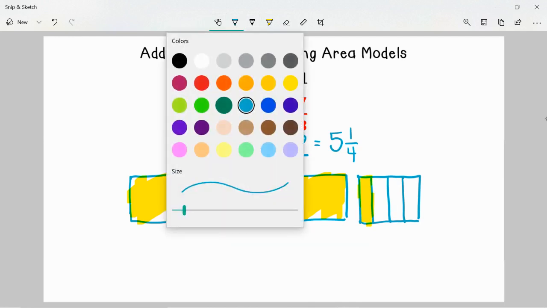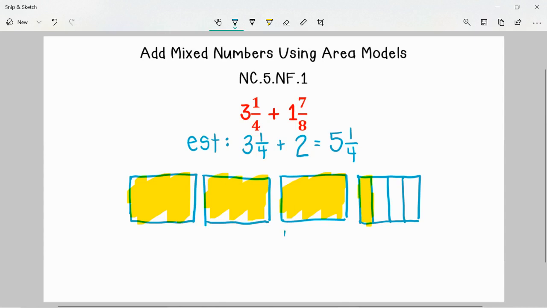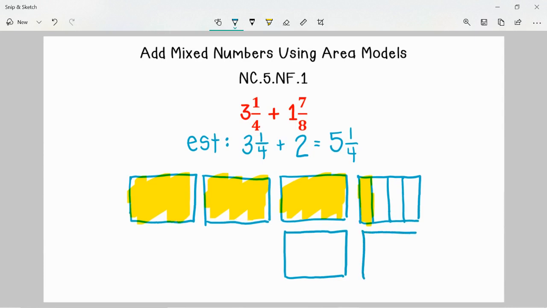And to that we are going to add 1 and 7/8. So I'm going to draw one area model for the whole, and then another one for the 7/8. Now I'll go ahead and shade in the 1 and 7/8. So there's one whole, and then 7/8. 1, 2, 3, 4, 5, 6, 7.